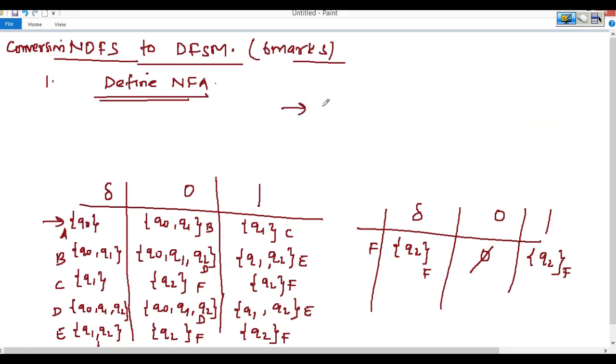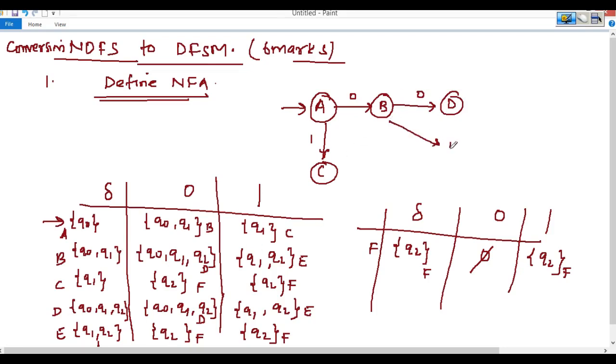Here the start state is A. A to 0 is going to be B. A to 1 is going to be C. B to 0 is going to be D. B to 1 is going to be E. Here you can assume E. C to 0 is F. C to 1 is also F, so you can write it here.